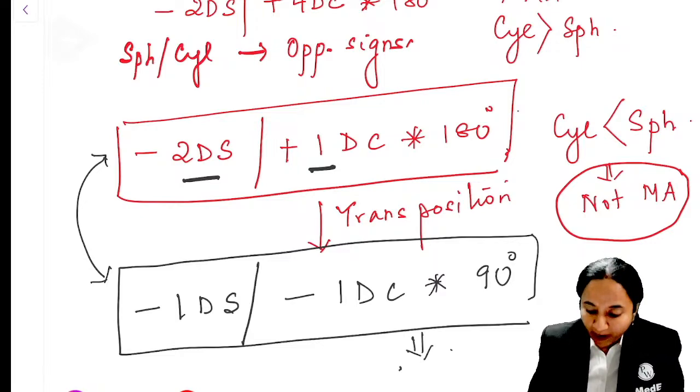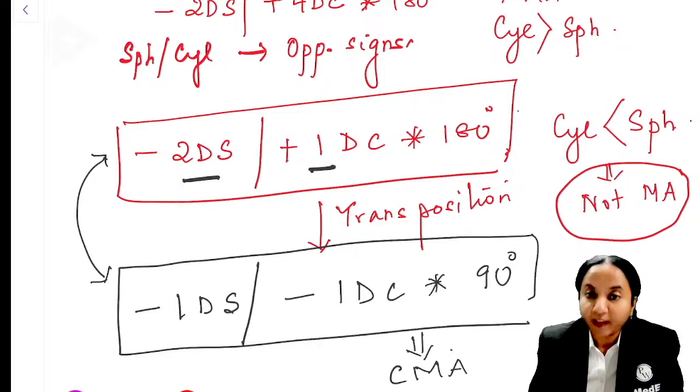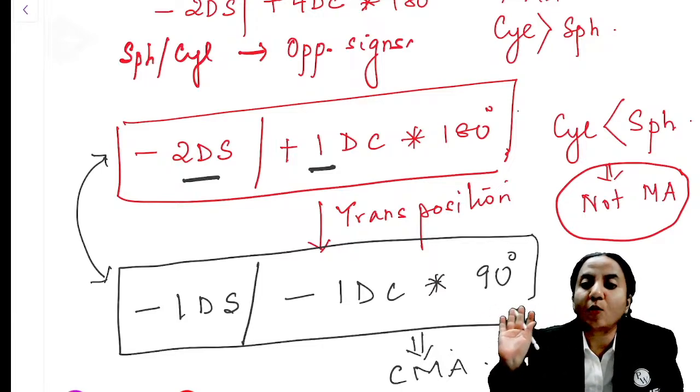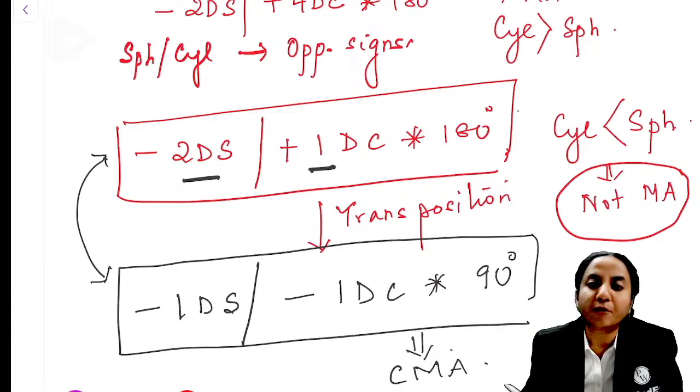Correct. It is compound myopic astigmatism. Very, very good. So see, now it has come to a point where you know. If you get this kind of a plus minus prescription where the cylinder is less than the sphere, only there you have to transpose. The rest of them you don't have to do anything.